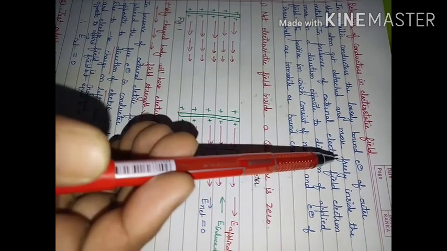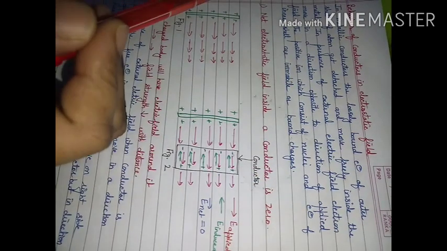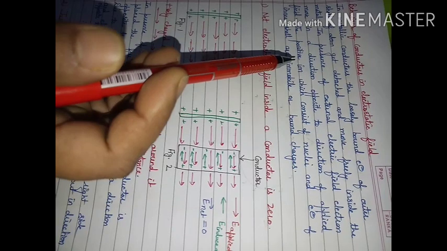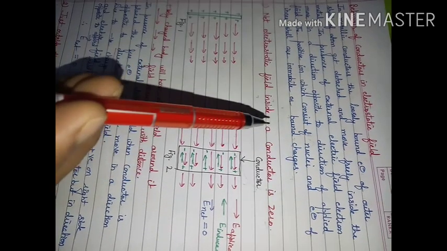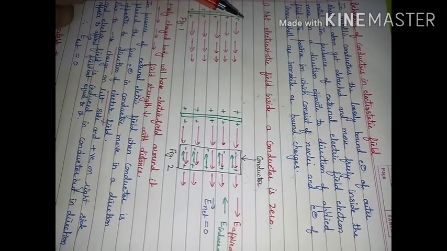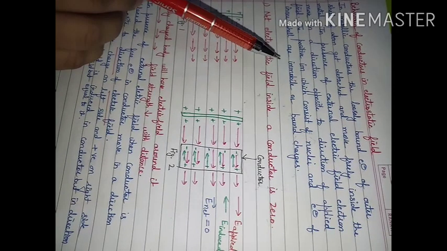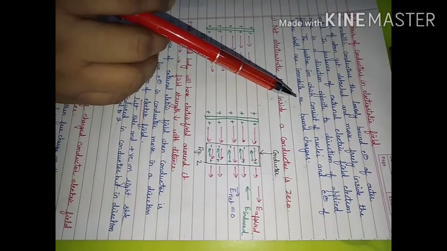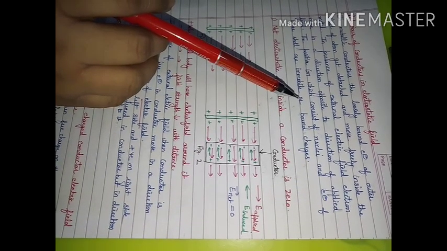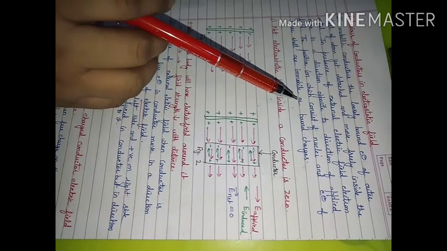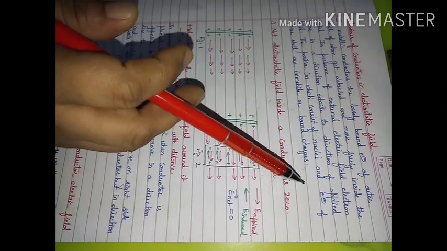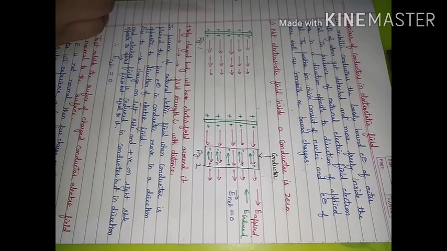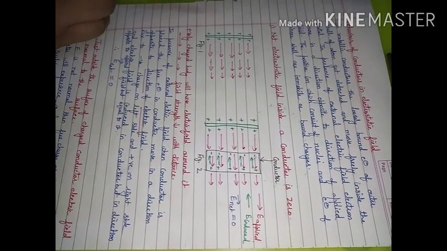But what happens when an external electric field is applied? When an external electric field is applied, electrons move in a direction opposite to the direction of the applied electric field, because the direction of the electric field is the direction in which a positive charge will try to move. Electrons are negatively charged, so they will move in a direction opposite to the direction of the applied field.